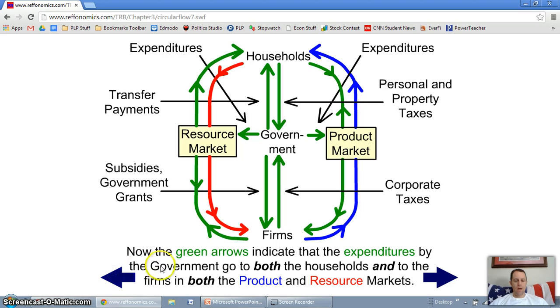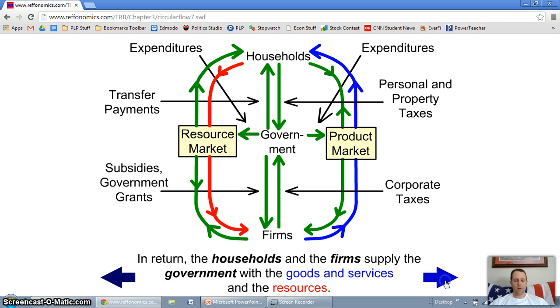One more. Now the green arrows indicate that the expenditures by the government go both to the households and to the firms in both of those markets. In return, the households and the firms supply the labor, they supply the product market. So this whole circular flow thing completes right about here. You can go on and get a lot more complicated, adding in imports and exports from other countries, and that does have a factor. But for our intro to economics, knowing that the government is in the middle of all this, receiving taxes, purchasing goods and services, hiring workers, and then how the money flows.